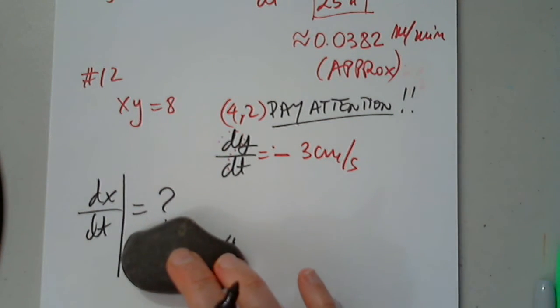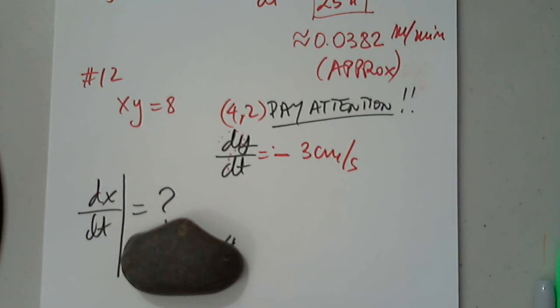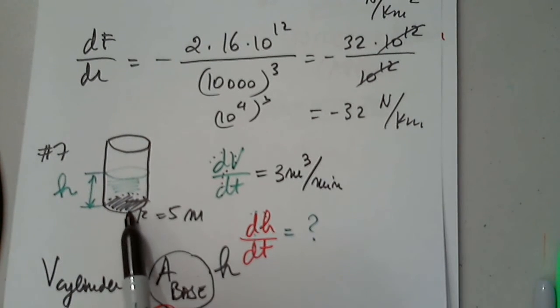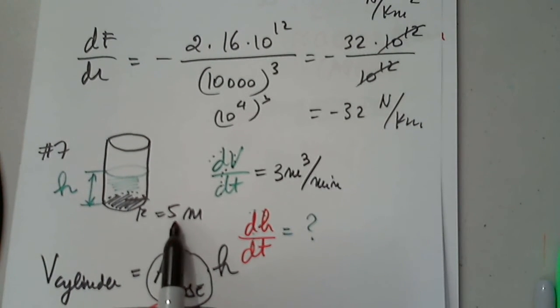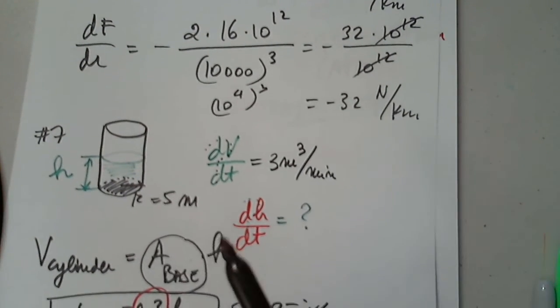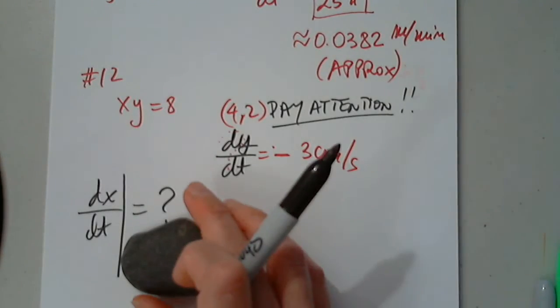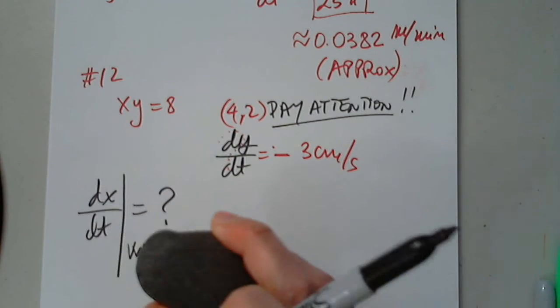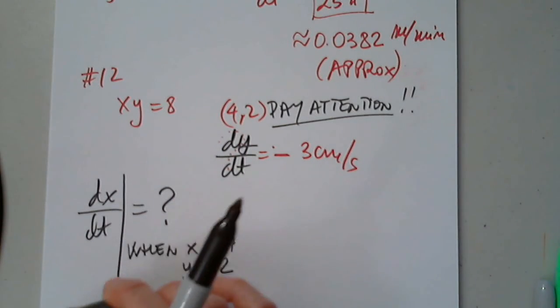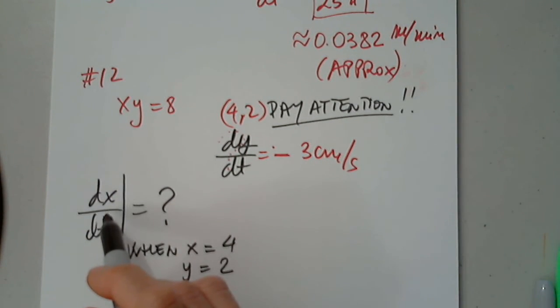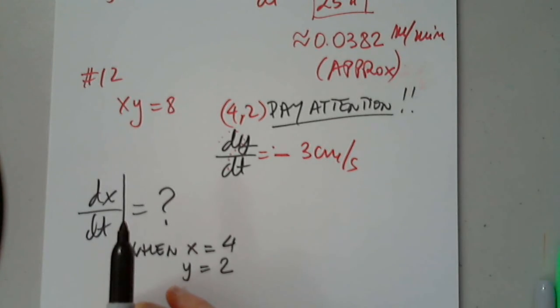This cannot be used yet. It's not carved in stone, like here, where the radius of the cylinder was carved in stone. I had to use it. This is not carved in stone. The particle is moving, and I want to determine this rate of change. This is a trap.